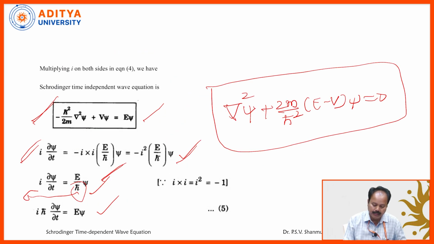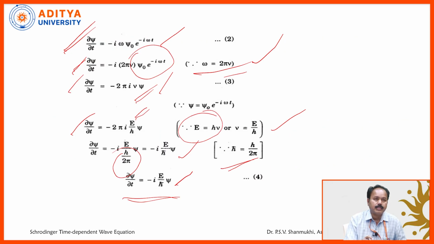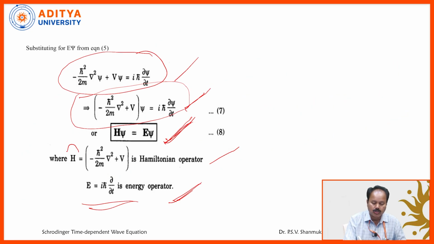Once again just recapping, the Schrodinger time independent wave equation is of the form del squared psi plus 2m by h cross squared (E minus V) into psi is equal to 0. In that one we are assuming the solution psi. Afterwards I am taking ∂ψ/∂t. Only once it is taken as the derivative, time will not be eliminated from the wave function. That's why the final equation is said to be the Schrodinger time dependent wave equation.